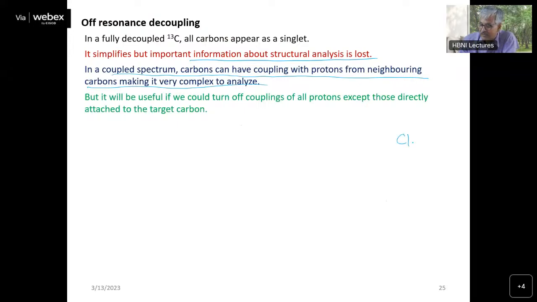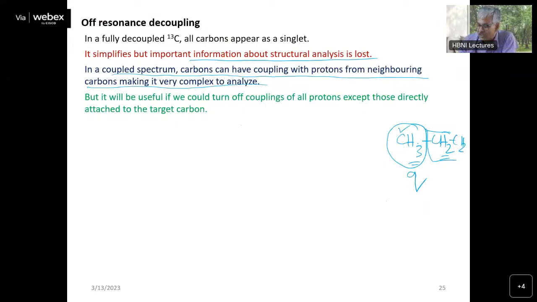let us say you have a CH3, CH2, CH2 like that. You will see that this carbon will be coupled to these three hydrogens and also these two hydrogens, because of up to 3-bond coupling. But suppose we can turn off these couplings, then it will very clearly give you a quartet, so that you can clearly identify that this is CH3.